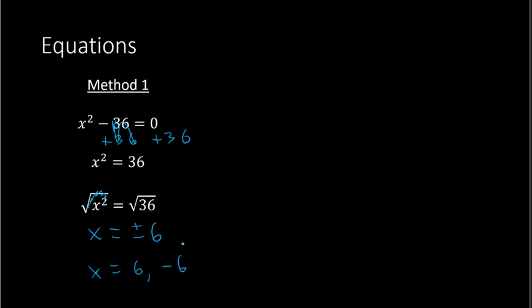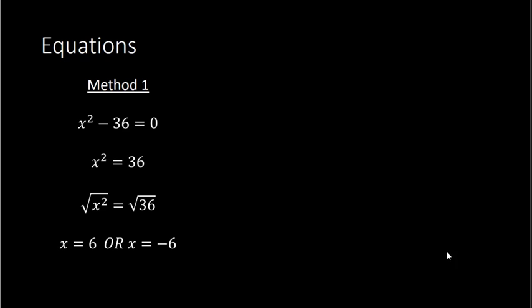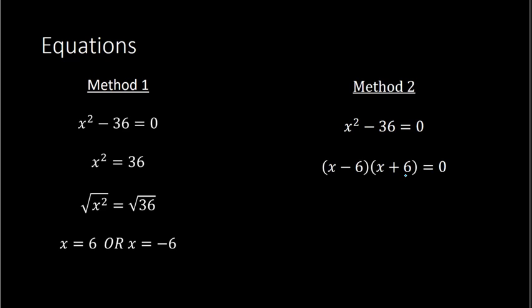So this is one method of solving the equation, but I do want to point out that there's a second method. The second method is not using the same process, but instead is using factoring. So factoring would work as well, where you could recognize this as a difference of squares and can factor to be x minus 6 times x plus 6. Once you factor, you can set each part equal to 0. So either x minus 6 equals 0 or x plus 6 equals 0.